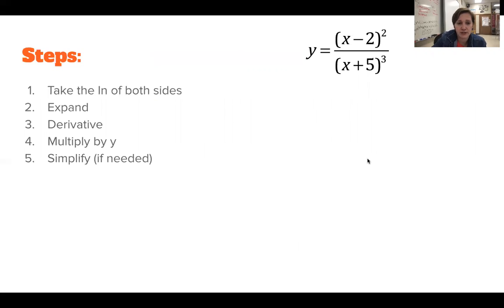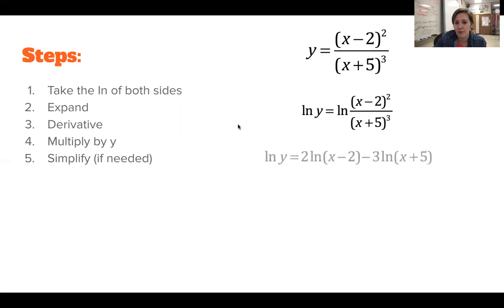So here are your steps. The first thing you got to do is take the natural log of both sides, then expand, take the derivative, multiply by y, and simplify if needed. So first thing I'm going to do, take the natural log of both sides, and then use those log properties to expand out this right-hand side. So the 2 exponent comes in front, natural log of x minus 2, division turns into subtraction, so minus 3 natural log of x plus 5.